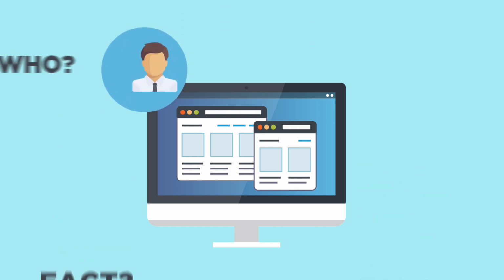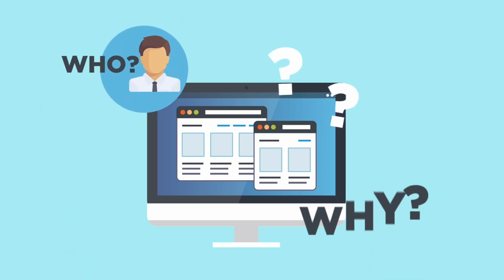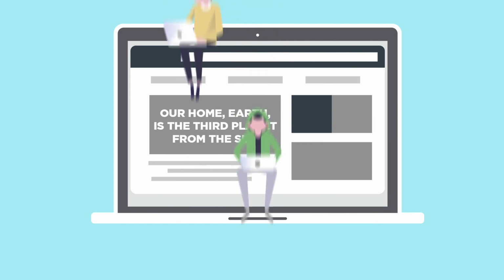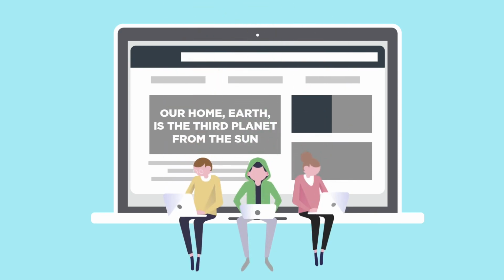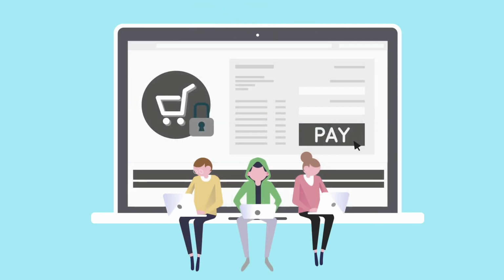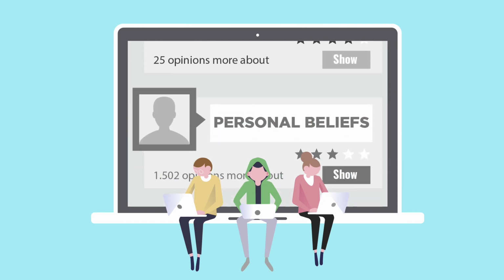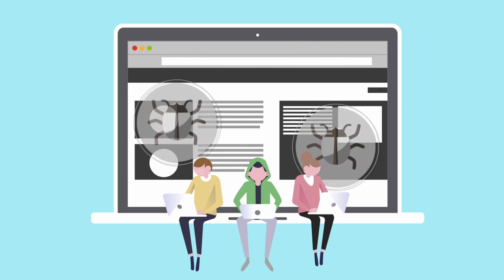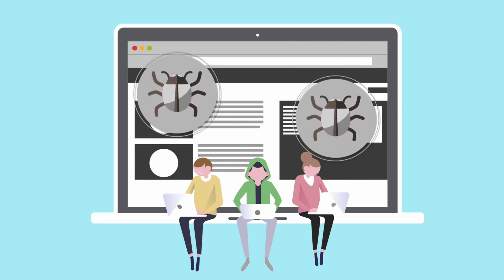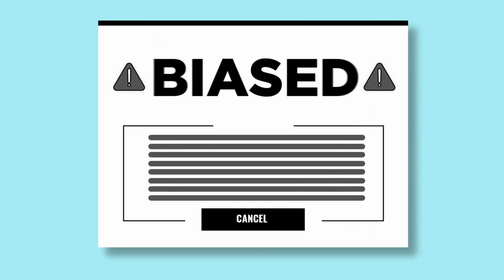First, think about who published the information and why. While some publishers want to share factual information online, others are interested in making money, becoming popular online, spreading their personal beliefs, or even spreading viruses to damage other people's computers. Avoid relying on information from biased sources.